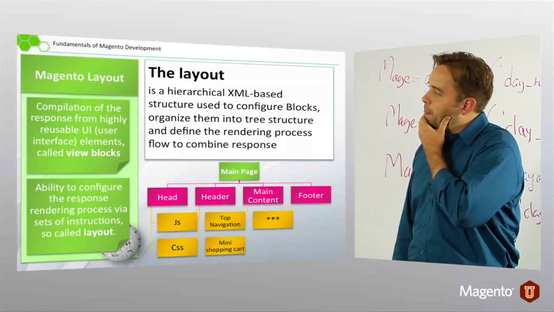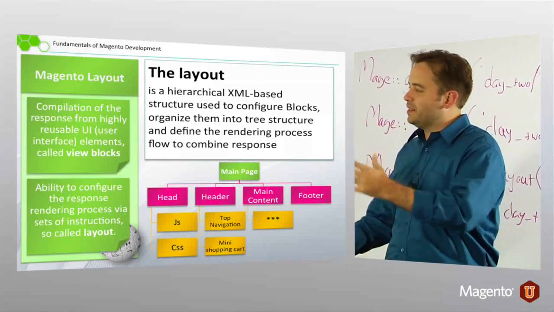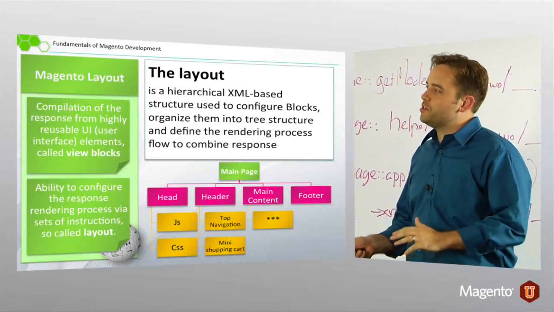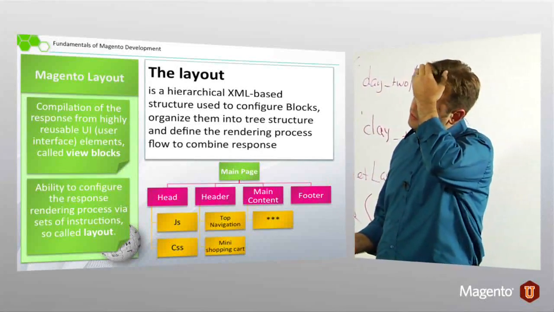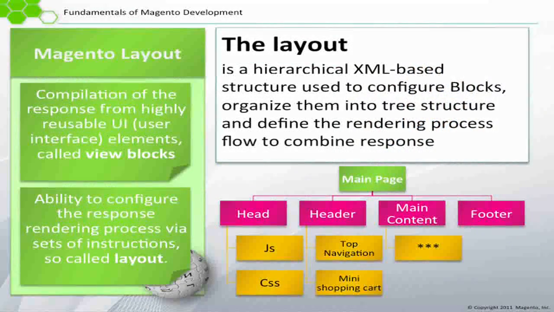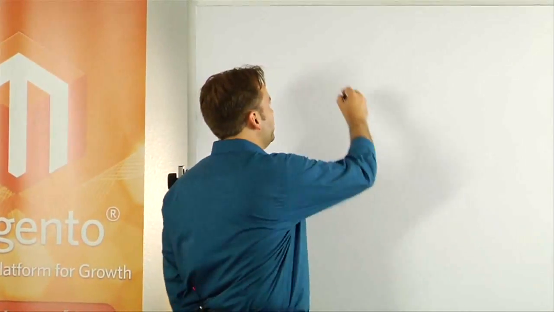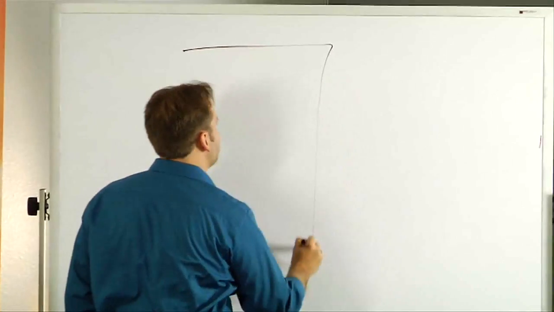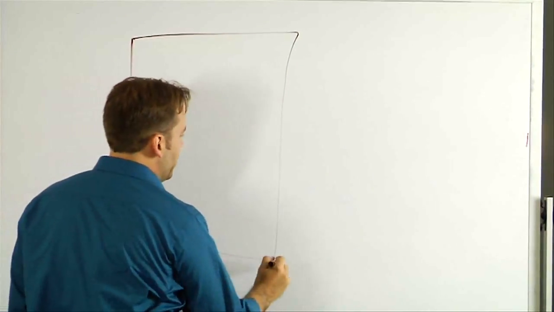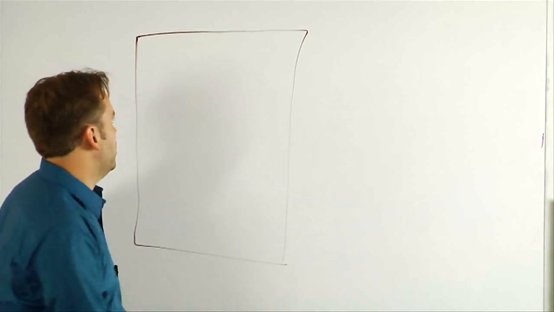All right, so the layout. I don't know that this is the best representation. It's kind of this flow chart, but really, I prefer to think of it in terms of containers. So, all right, so Magento layout. Okay, really, what is it? Think of a DOM structure. All right, think of HTML. Think of nested stuff.